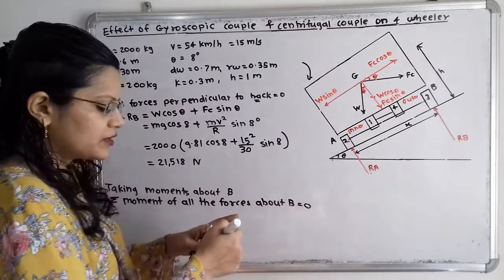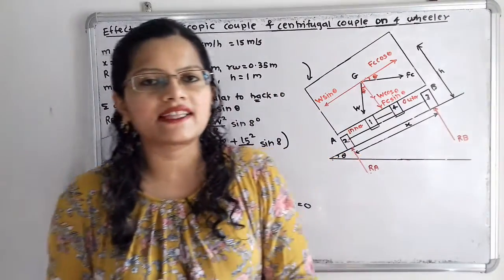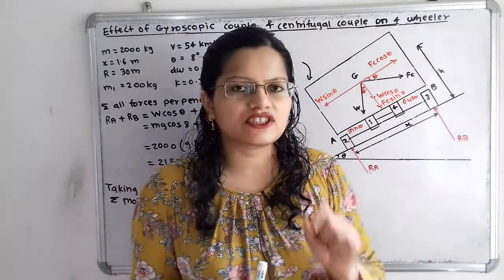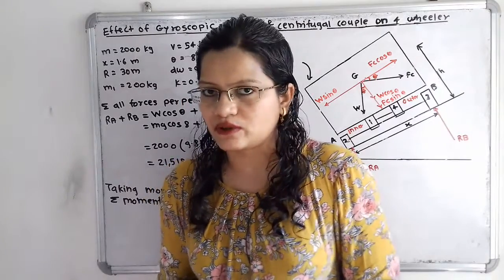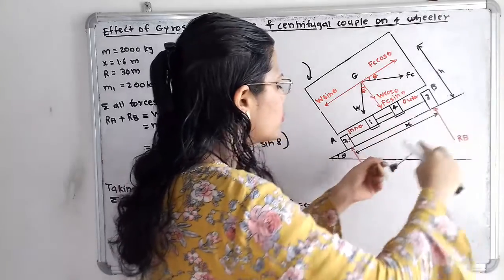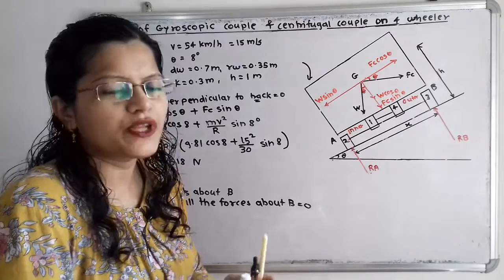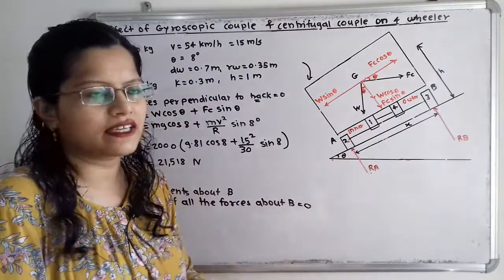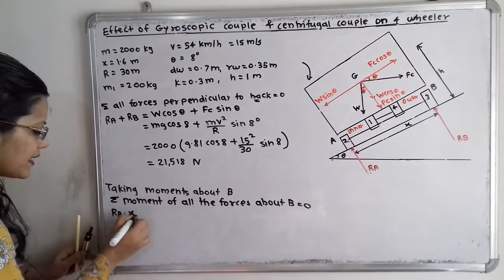So we will first start from here, RA. Now we have to consider whether this moment is in the clockwise direction or anti-clockwise direction. If we take the clockwise direction as positive sign, then we have to take the anti-clockwise direction as negative sign. So if we take B as a center and move the compass in the direction of RA, then it is in the clockwise direction. So we have to take RA multiplied by the perpendicular distance, that is x. So I will take RA multiplied by x.